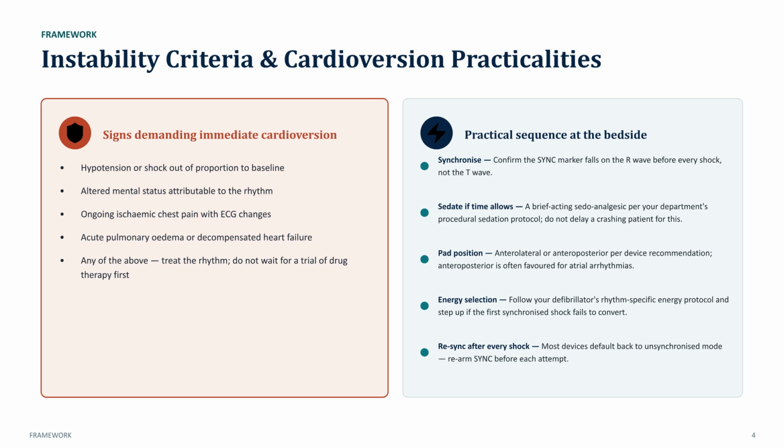Recognizing instability is critical. Signs include severe hypotension, altered mental status, or ongoing ischemic chest pain. If present, prioritize immediate synchronized cardioversion over pharmacological trials. Remember to rearm the sync mode after every shock.